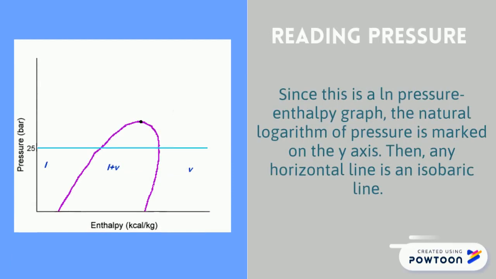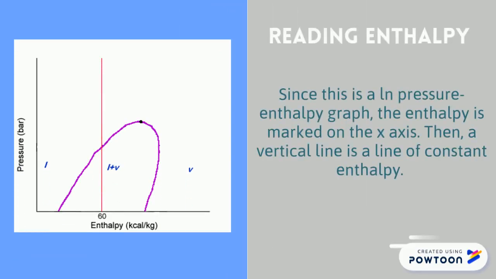Reading pressure. Since this is a Ln pressure enthalpy graph, the natural logarithm of pressure is marked on the y-axis. Then, any horizontal line is an isobaric or equal pressure line. Reading enthalpy. Since this is a Ln pressure enthalpy graph, the enthalpy is marked on the x-axis. Then, a vertical line is a line of constant enthalpy.